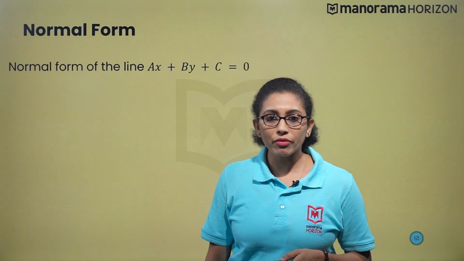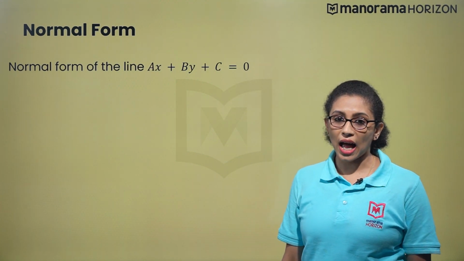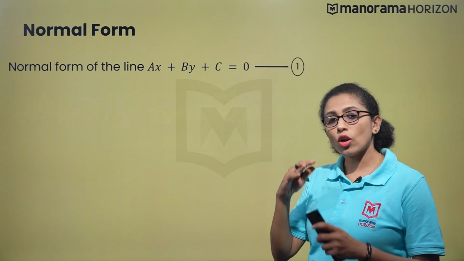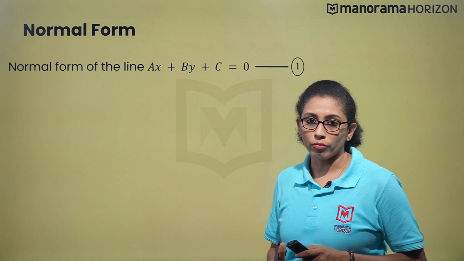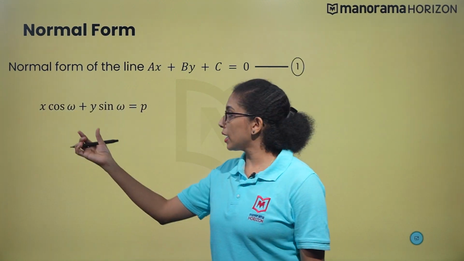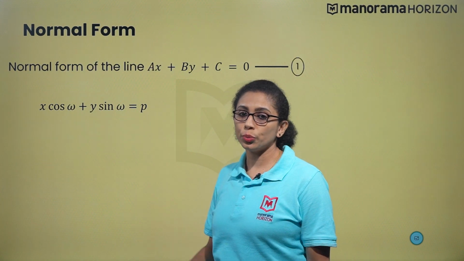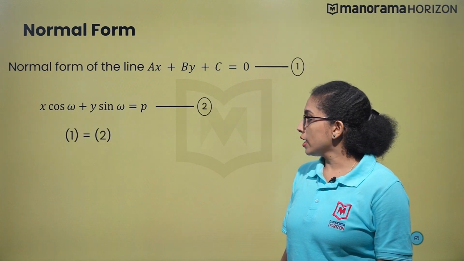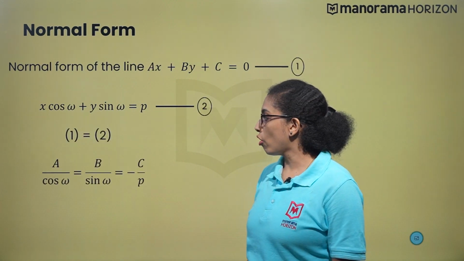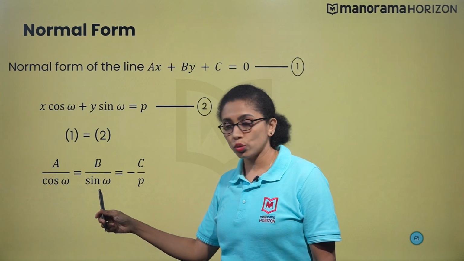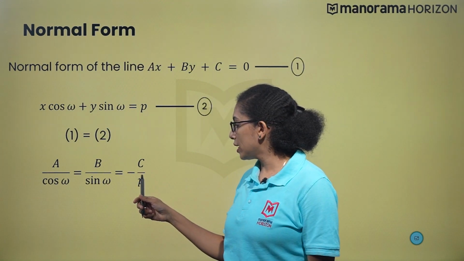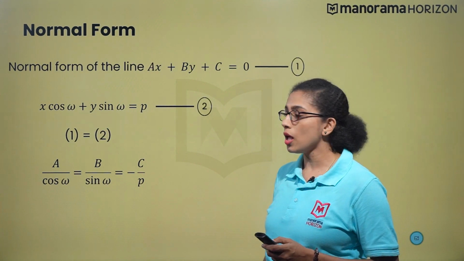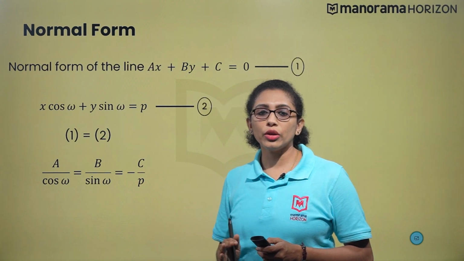Let ax plus by plus c is equal to 0 be the equation of the line. Mark it as equation number 1. This equation can also be represented in polar form. It's given by x cos omega plus y sin omega is equal to p. Mark it as equation number 2. Now, equation 1 is equal to equation 2. Therefore, a by cos omega is equal to b by sin omega is equal to minus c by p. From this, we get values of cos omega and sin omega by cross multiplying.